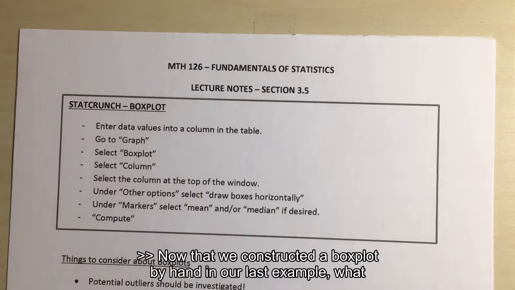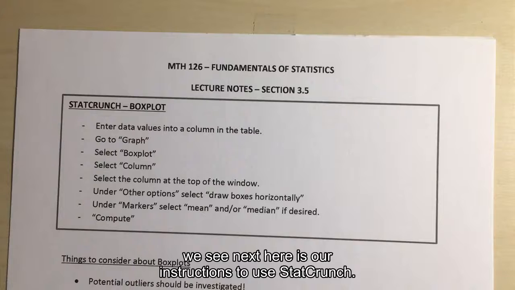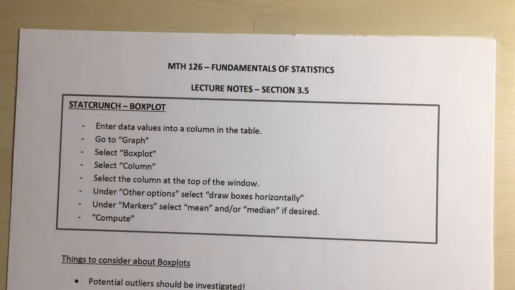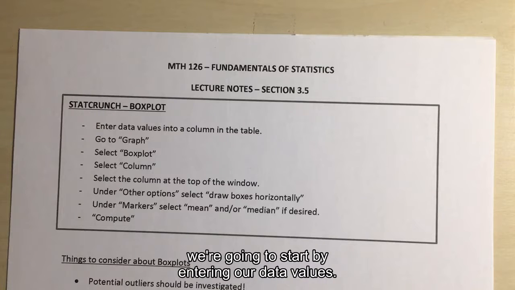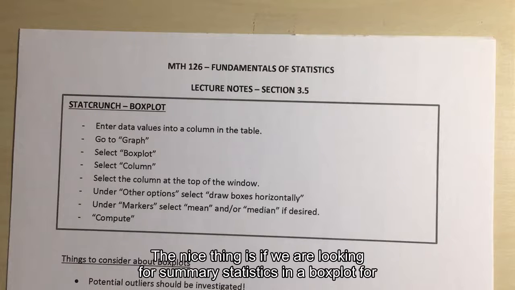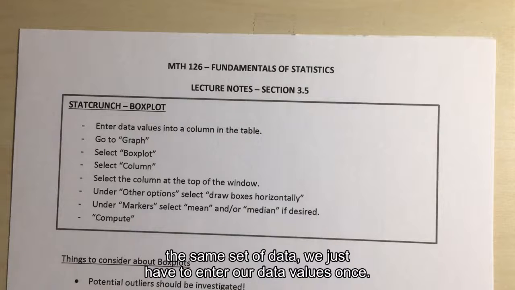Now that we constructed a box plot by hand in our last example, what we see next here is our instructions to use StatCrunch. Just like we've done for everything else in this chapter, we're going to start by entering our data values. So the nice thing is if we are looking for summary statistics and a box plot for the same set of data, we just have to enter our data values once.